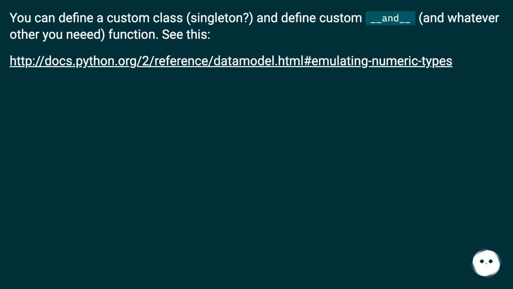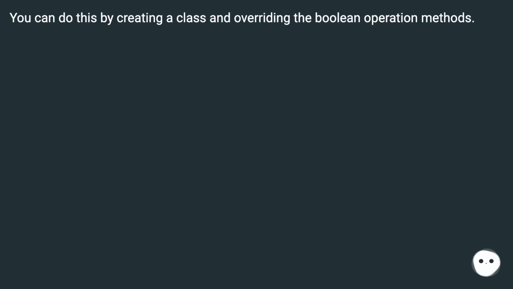You can define a custom class, singleton, and define custom __and__, __or__, and whatever other function you need. You can do this by creating a class and overriding the Boolean operation methods.